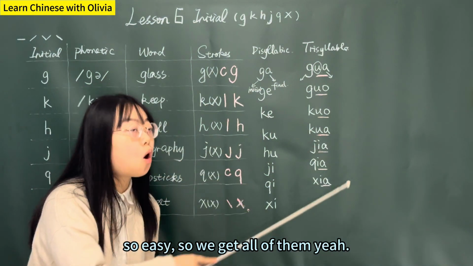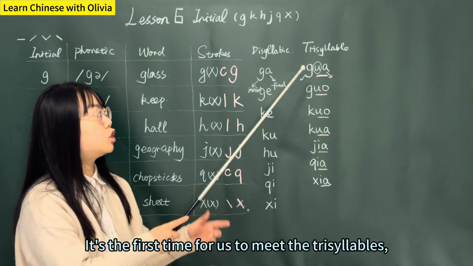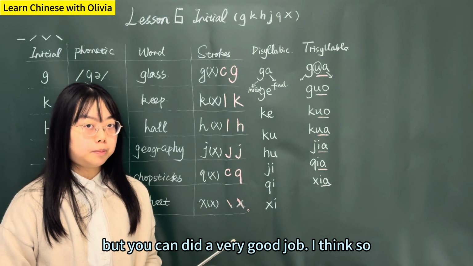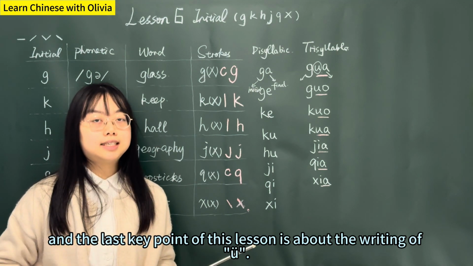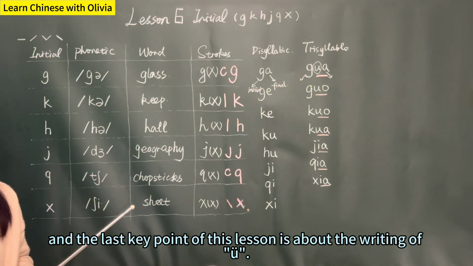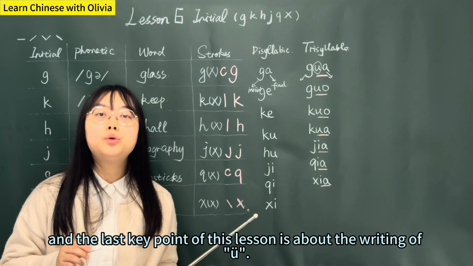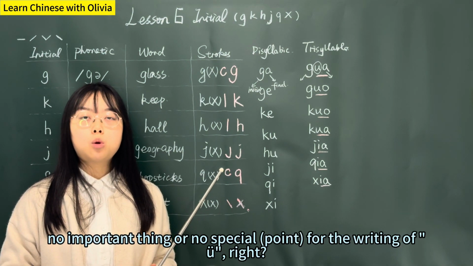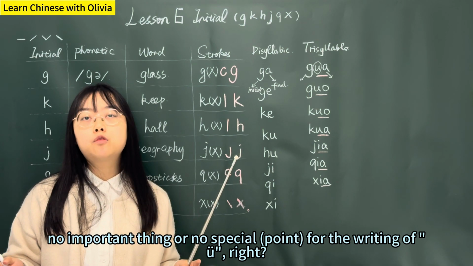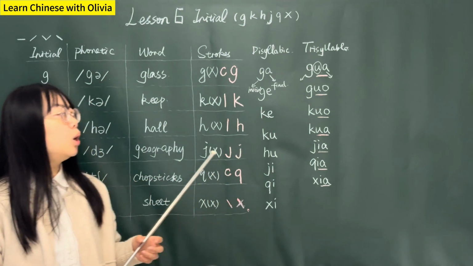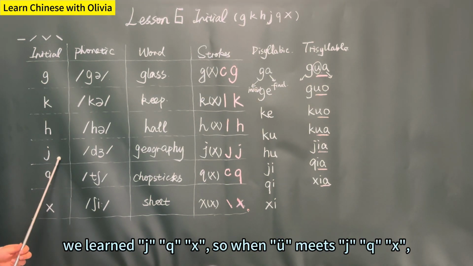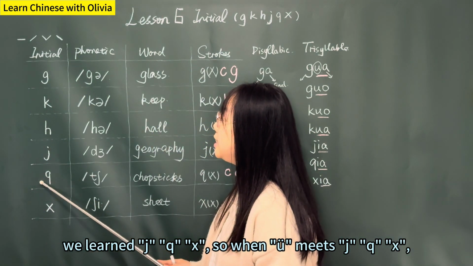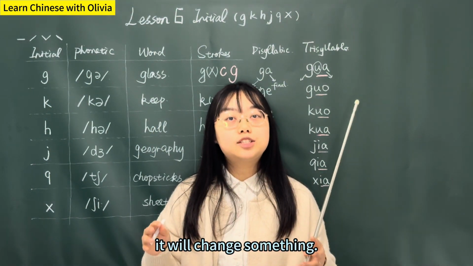So we get all of them. Yeah, it's the first time for us to make the trisyllable, but you did a very good job. I think so. And the last key point of this lesson is about the writing of yu. We say no important thing or nothing special for the writing of yu, right? But in this lesson, we learned ji, qi, xi. So when you meet ji, qi, xi, it will change something.